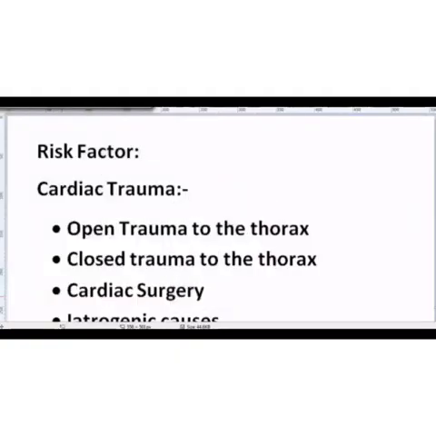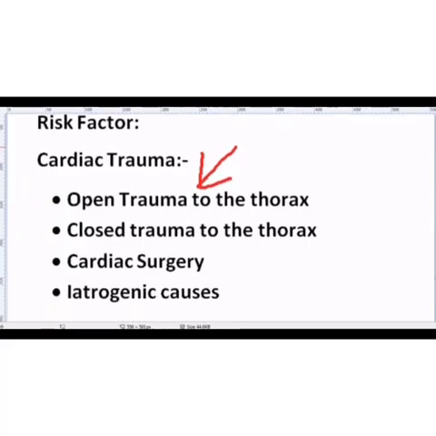Now let's discuss the risk factors of cardiac tamponade. Under the risk factors, the first point is cardiac trauma. As we all know, cardiac means the heart and trauma means the injury. Under cardiac trauma, the first point is open trauma to the thorax. Open trauma may be caused by gunshot wounds or stabs. Gunshot wounds are wounds caused by bullets, and stabs means the wounds which occur by sharp instruments like scissors or a knife.